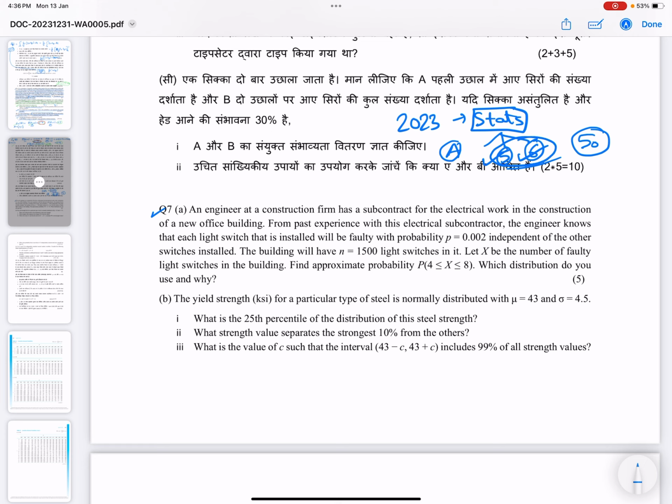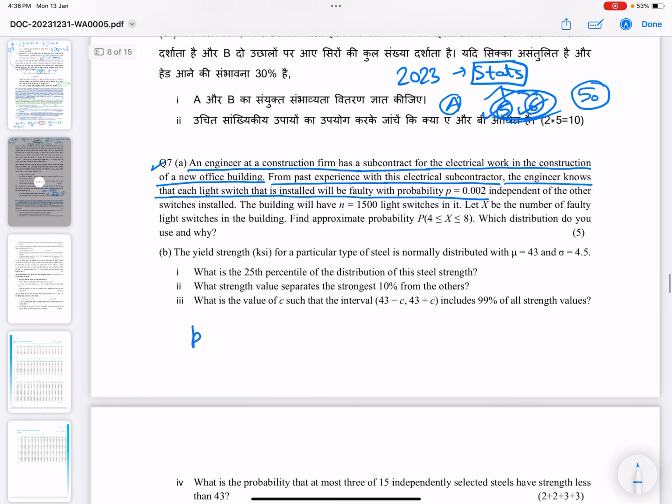Okay, so starting with the question. An engineer at a construction firm has a subcontract for the electrical work in the construction of a new building. From past experience with this electrical subcontractor, the engineer knows that each light switch that is installed will be faulty with probability p equals 0.002. So this is the chance that the light switch would be faulty independently of the other switches installed.